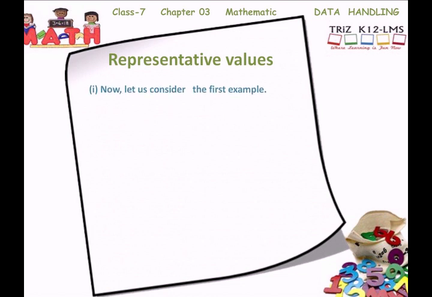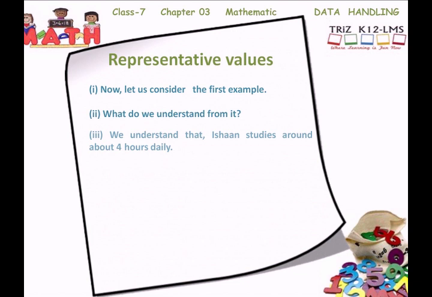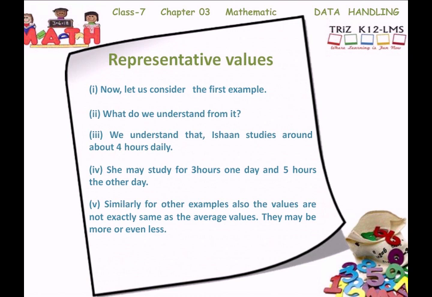Now let us consider the first example. What do we understand from it? We understand that Ishan studies around 4 hours daily. She may study for 3 hours one day and 5 hours the other day. Similarly, for other examples also, the values are not exactly the same as the average values. They may be more or even less.